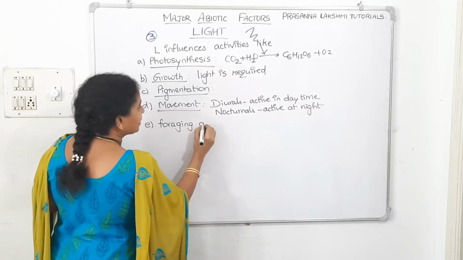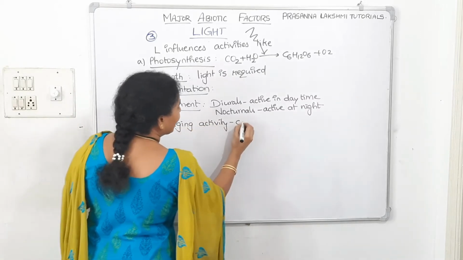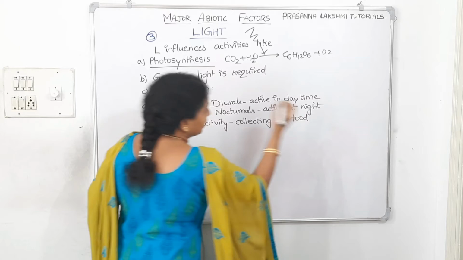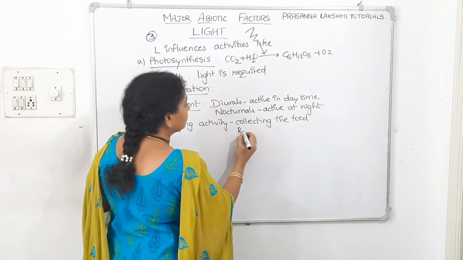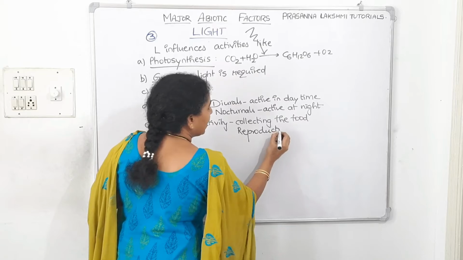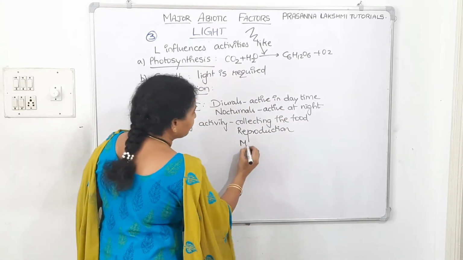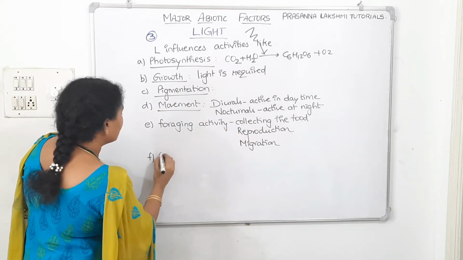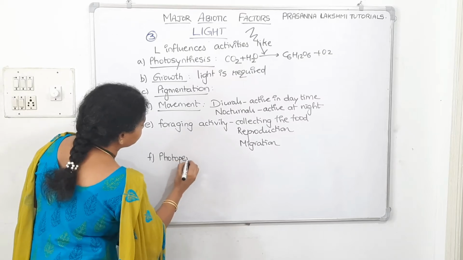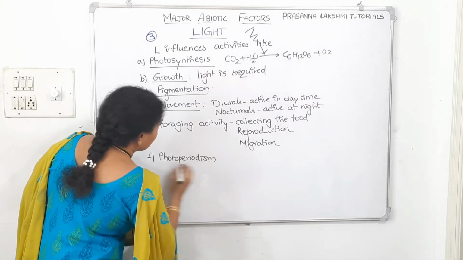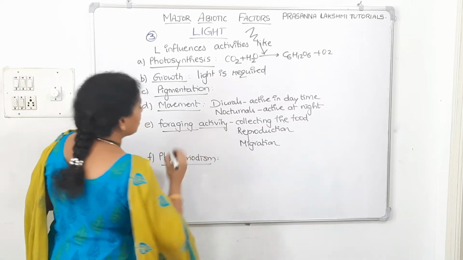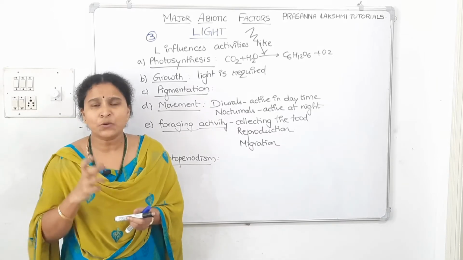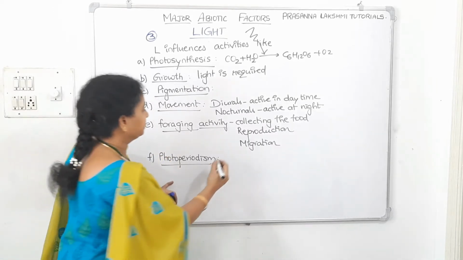Foraging means collecting the food. For collecting the food, they require light. For reproduction, they require light. And for migrating, they require light. Right? And for photoperiodism also light is required. What is photoperiodism? Photoperiodism is a minimum amount of light which is required for a plant to flower.